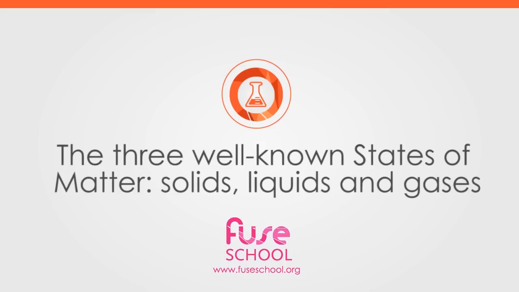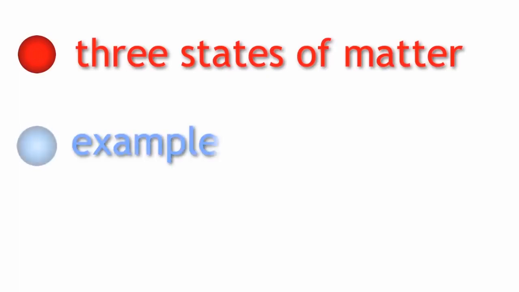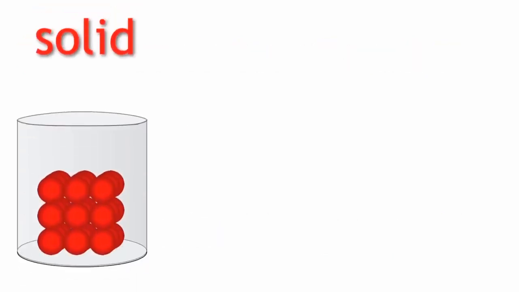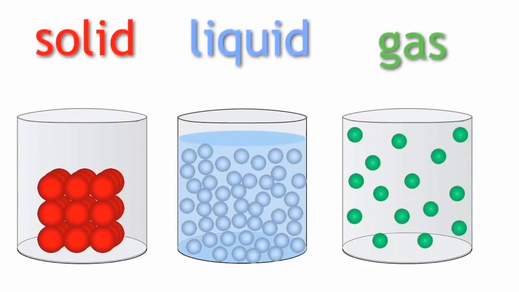In this video you are going to learn what the three states of matter are, some examples of each state of matter, and the characteristic properties of the three states of matter. The three states of matter are solid, liquid and gas.